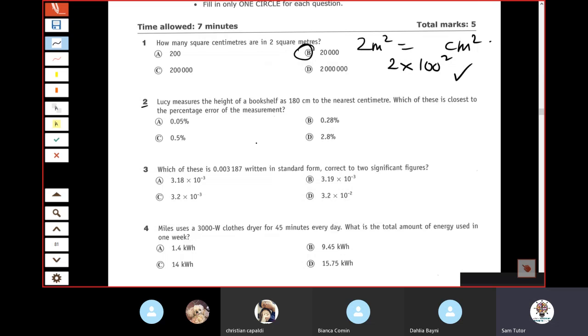Number 2. Lucy measures the height of a bookshelf, 180 centimeters, to the nearest centimeter. What is the percentage error? So 0.5 over 180 times 100. That's it. So it is B.